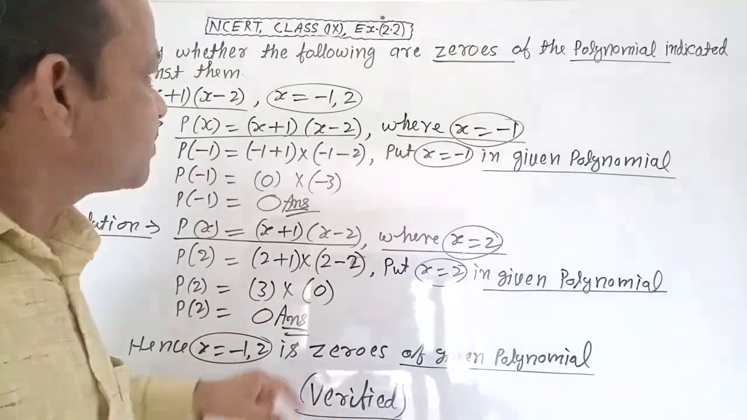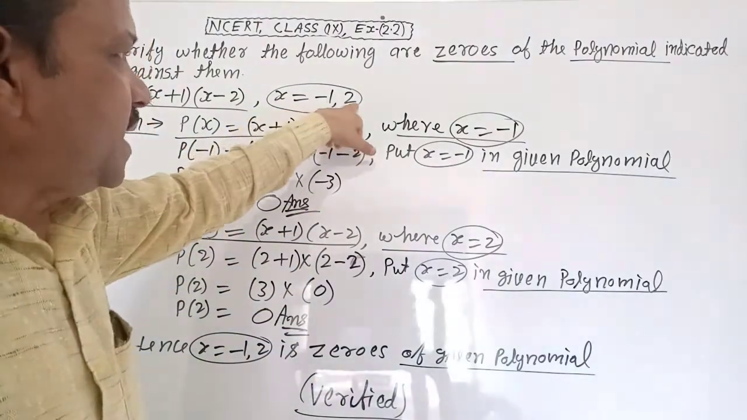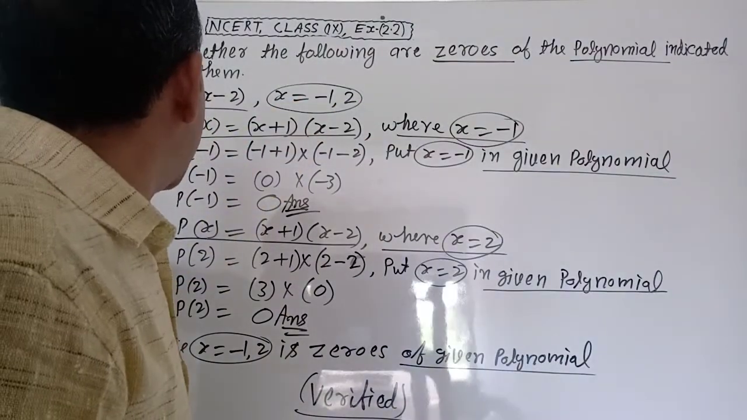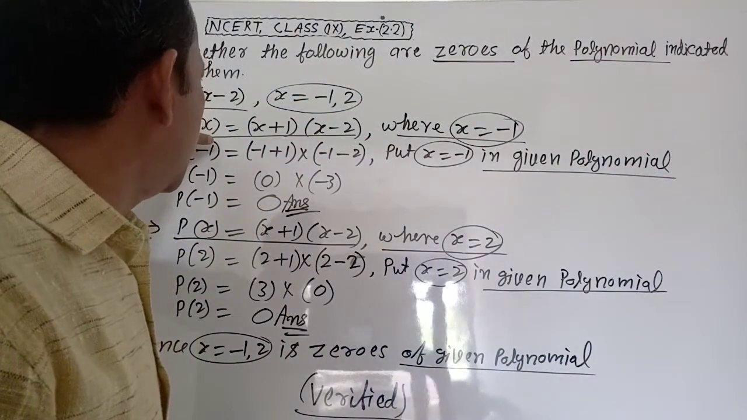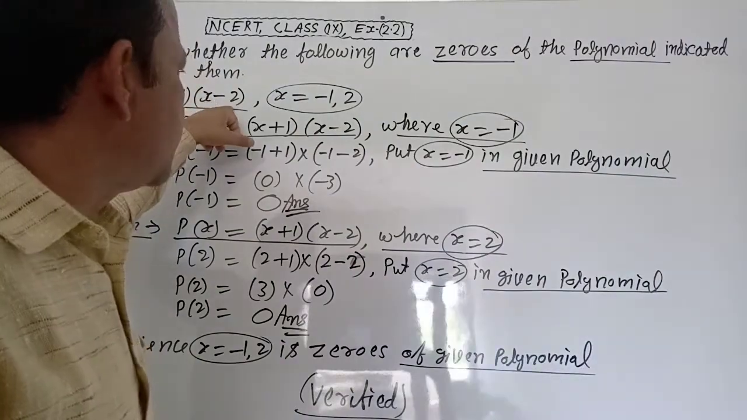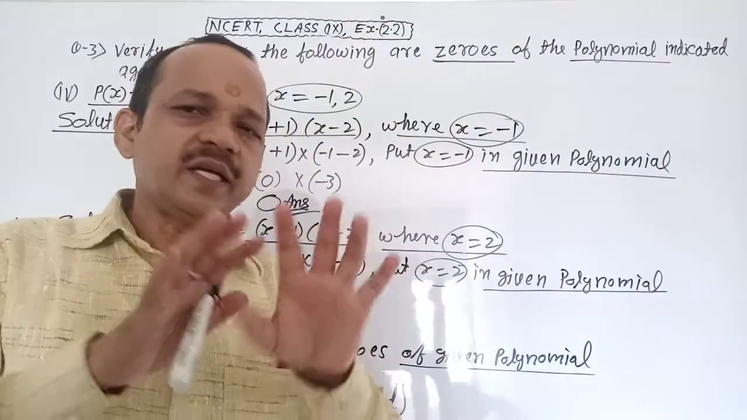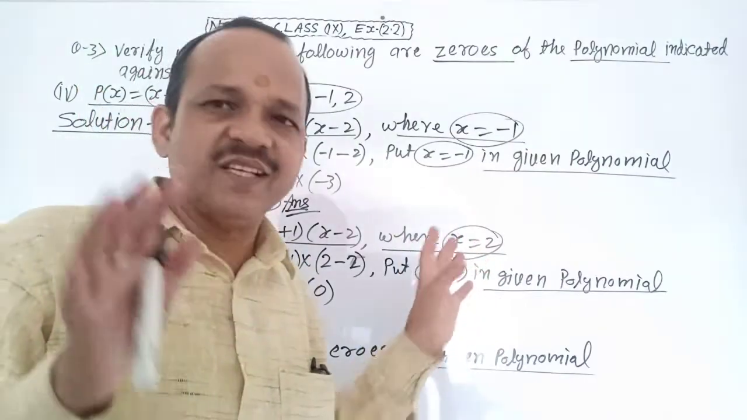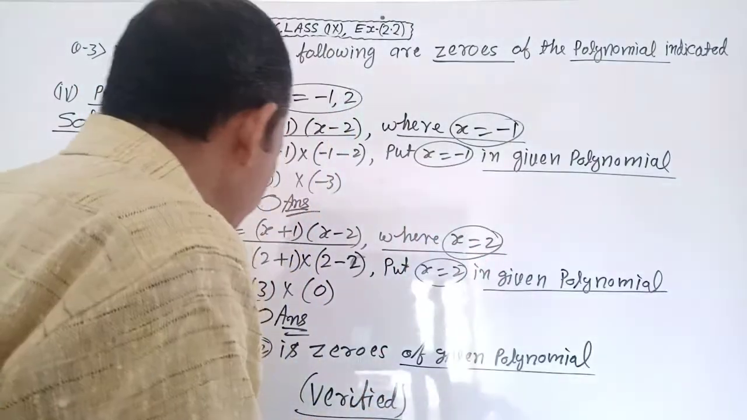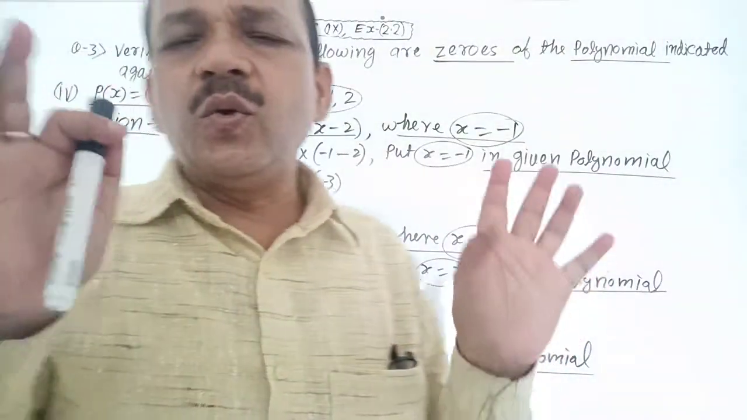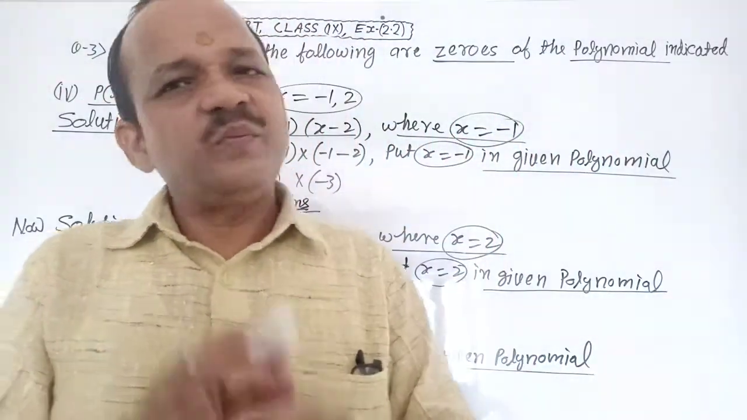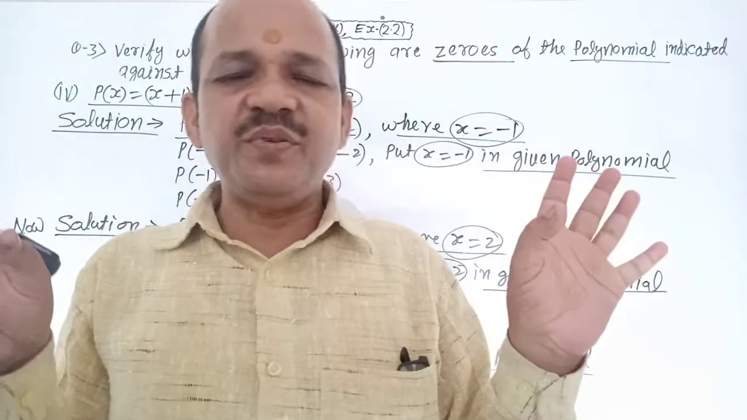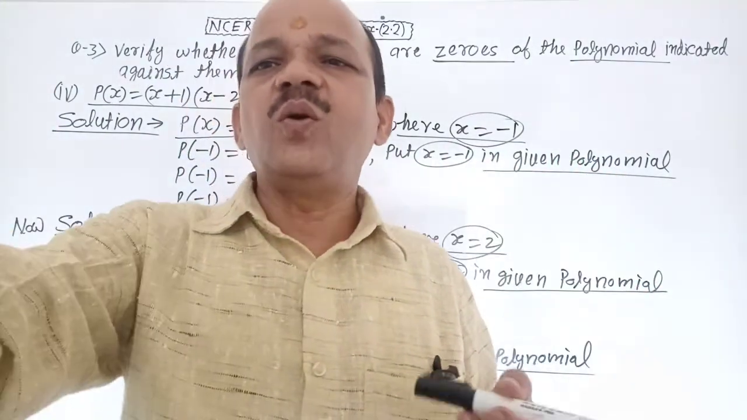It means x equals minus 1 and 2 are zeros of the given polynomial p(x) equals (x plus 1) in first brackets, (x minus 2) in second brackets. Is it clear? No confusion about it? Very good. Is it easy? Very good. In this way you can solve any question very easily. Are my words clear? No confusion? Very good. Okay.